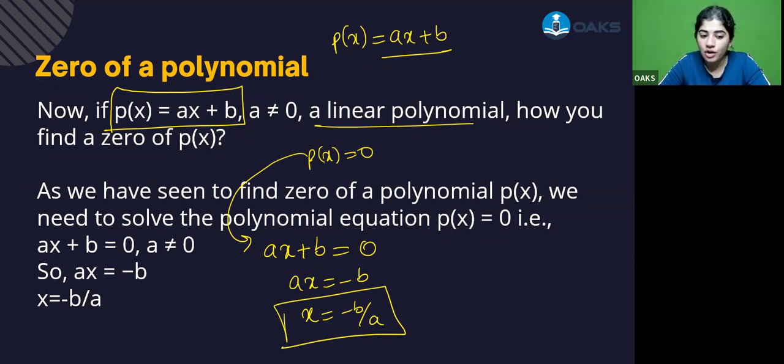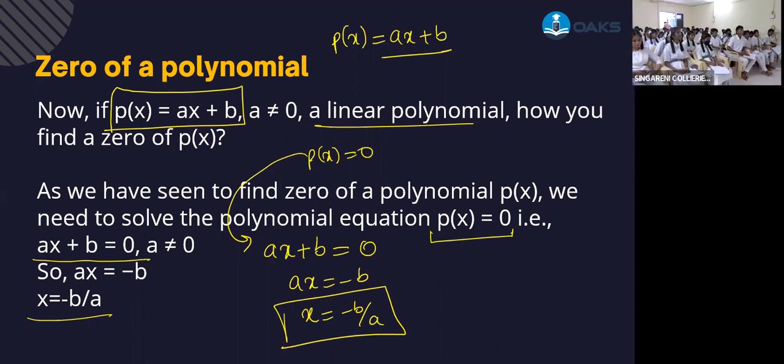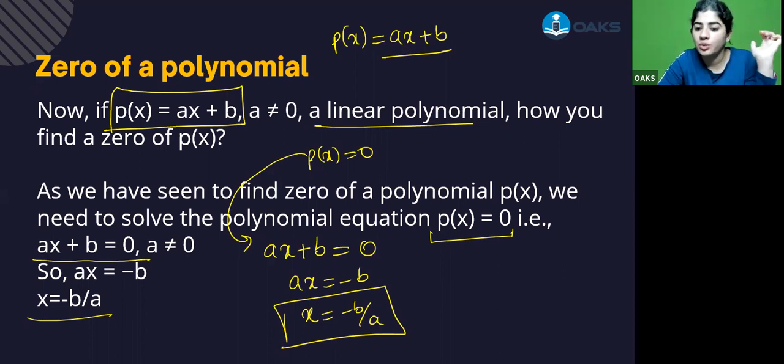So for a linear polynomial, as we have already seen, to find the zero of the polynomial, we need to solve the polynomial equation px is equal to 0. So putting the value of px here, ax plus b is equal to 0. So ax is equal to minus b, x is equal to minus b by a, right? So this is the answer of the zero of polynomial. I hope you all understood. If you know the method, you simply do px is equal to 0. If you remember that x is equal to minus b by a is the answer, you can do that also. So both will work for you.